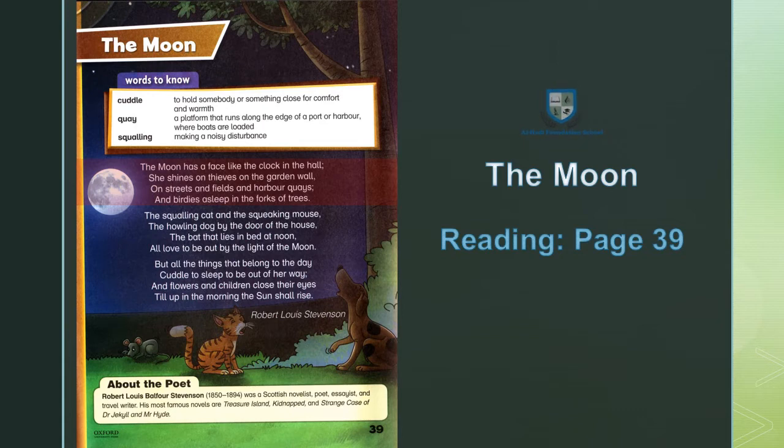On streets galiyon mein and fields aur kheton mein and harbor quays aur bandargahon par. And birdies sleep in the forks of trees aur daraktoon ke jhundon par soyi hui choti choti chidiyon par. Is stanza mein bataya gaya hai ki chand har makhlooq par roshni dalta hai. Kisi bhi hal mein wo kuch bhi kar rahe ho lekin wo un par shine karta hai.